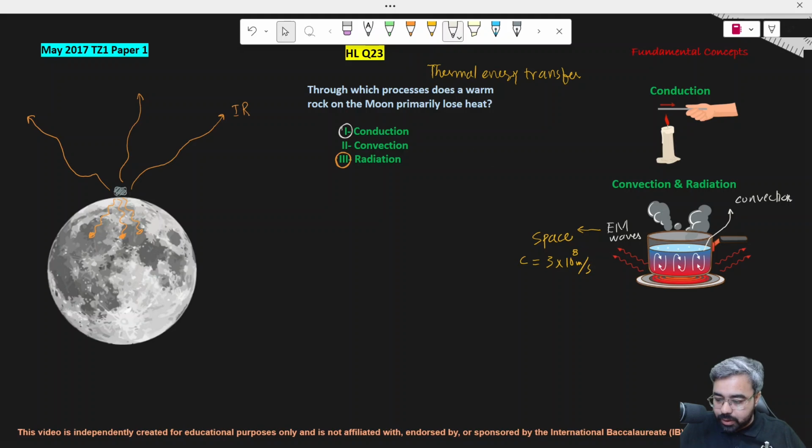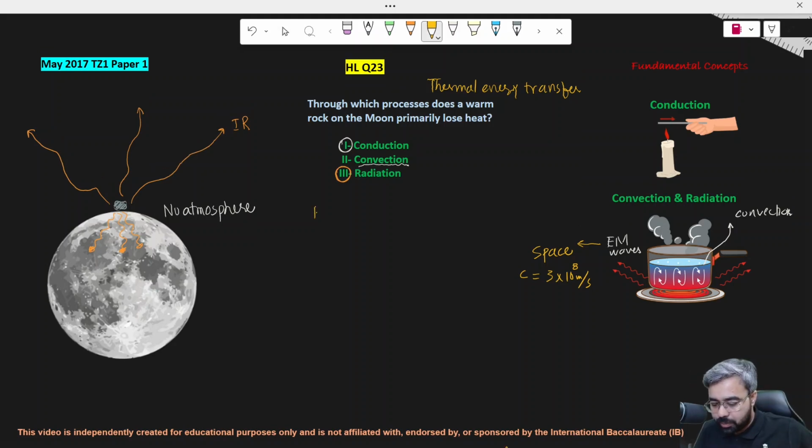The third thing is that convection will not happen, because there is no moving air, no fluid, or we can say no atmosphere. So there will be no convection. So option B is the right answer, which says conduction and radiation only.